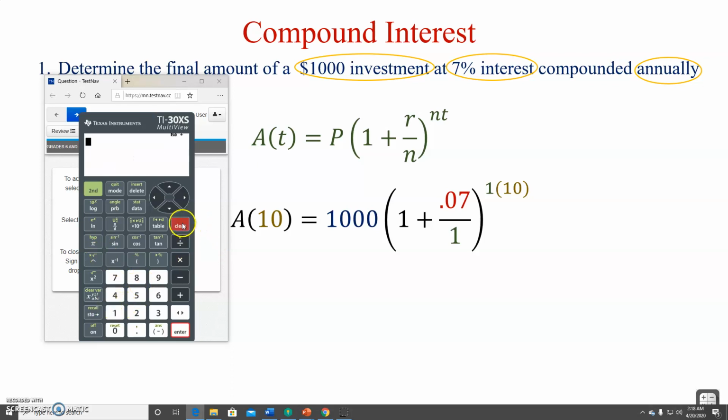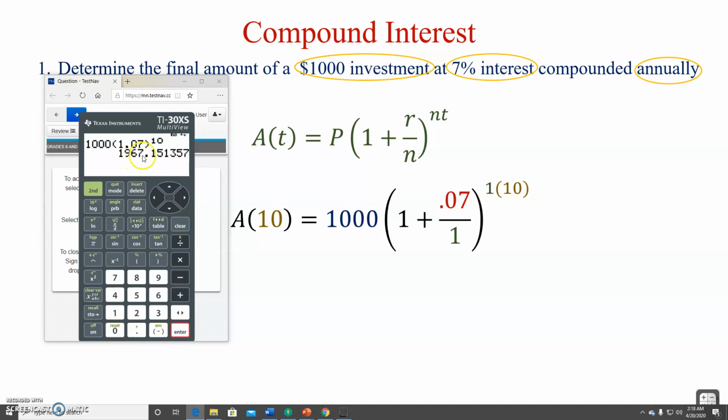We've got to clear this. So 1,000 times, well, I can do this in my head. 0.07 divided by 1 is 0.07. And when you add 1, we get 1.07. And all of this is going to be raised to the 10th power.